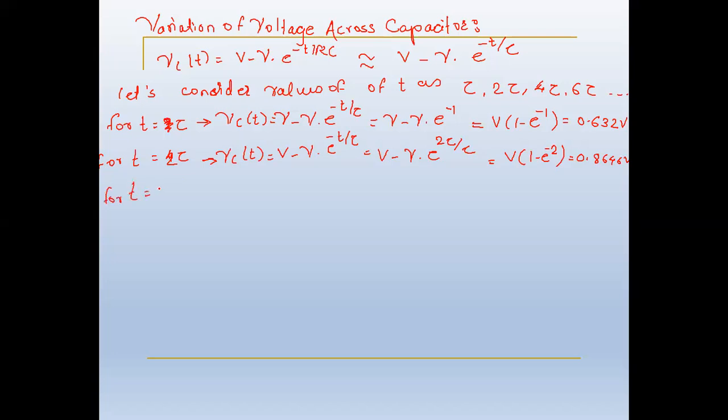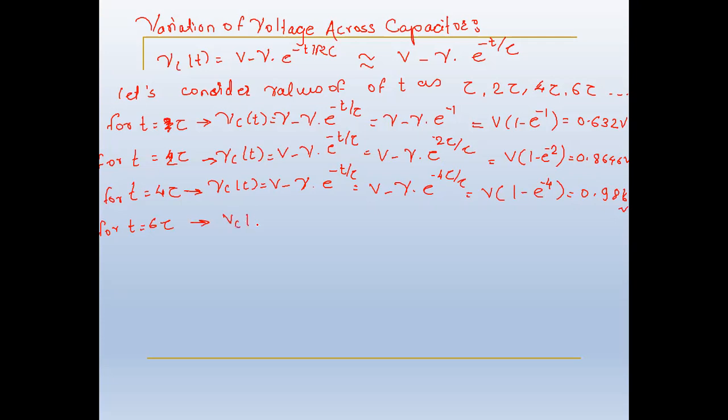For t is equal to 4 tau, it will be Vc of t is equal to V minus V into e raised to minus 4 tau by tau, which is equal to V into 1 minus e raised to minus 4, which is equal to what? 0.9816 V. And for t is equal to 6 tau, it is Vc of t is equal to V into 1 minus e raised to minus 6, which is equal to what? It is 0.9975 V. What does it indicate?